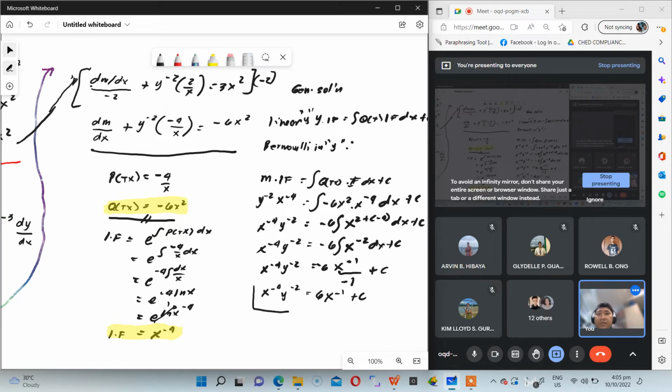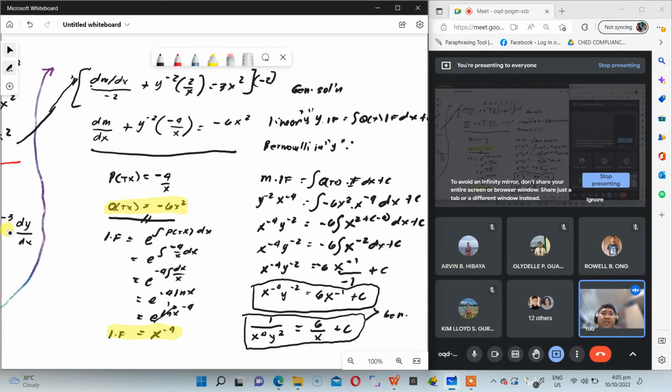You could have this one, or you could make it like this: 1 over x raised to the power of 4, y raised to the power of 2, so there is no negative power. That is also fine. Then, 6 over x, because this one is just 1 over x, plus c. Okay? You can have any of these as your general solution. Let's check now.